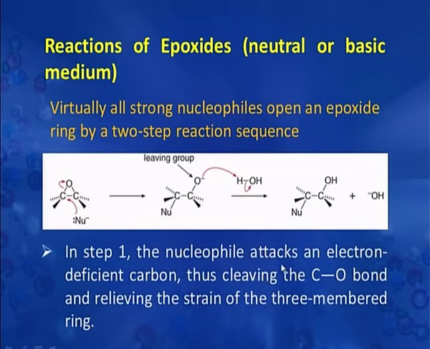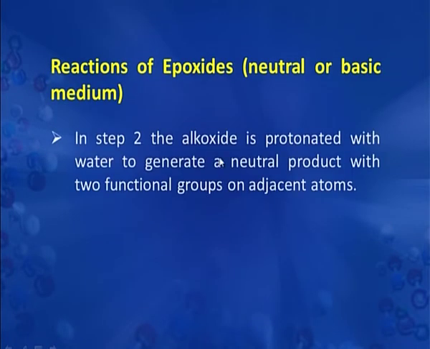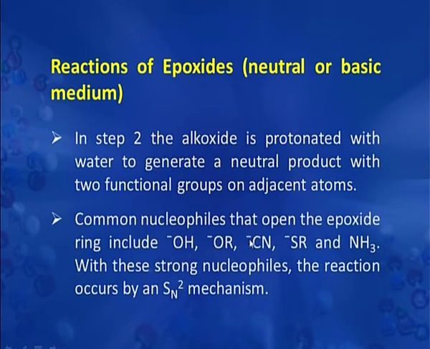In step 1, the nucleophile attacks an electron deficient carbon. Why are we saying that this is an electron deficient carbon? Because both of these carbons are attached to electronegative oxygen. So, these are carbon-oxygen polar bonds. As a result, carbon feels a bit electron deficient compared to oxygen, and that is why the cleavage of the carbon-oxygen bond is facilitated. In the second step, the alkoxide is protonated with water to generate a neutral product with two functional groups on adjacent carbons. The common nucleophiles that open the epoxide ring include hydroxide, alkoxide, cyanide or ammonia.